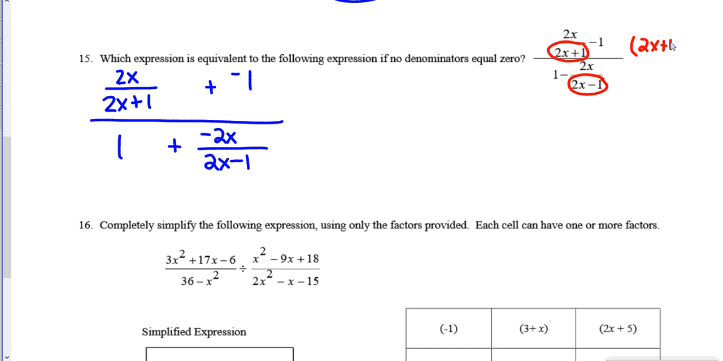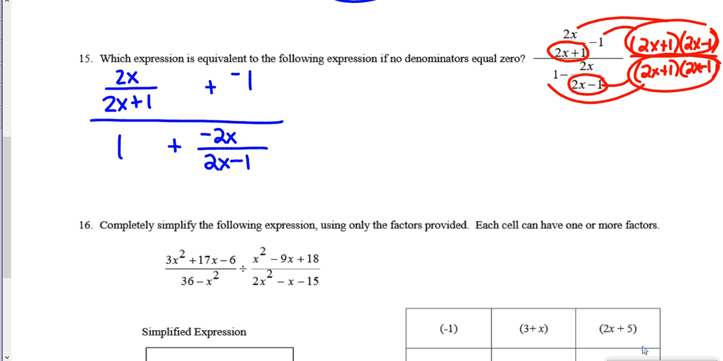So essentially, I'm multiplying by 2x minus 1, 2x plus 1 on the top and on the bottom. When I do that, I'm going to have to distribute this on top to both terms on top and this on bottom to both terms on bottom. So I'm going to write with each term 2x plus 1, 2x minus 1.